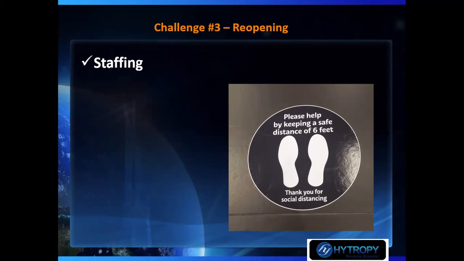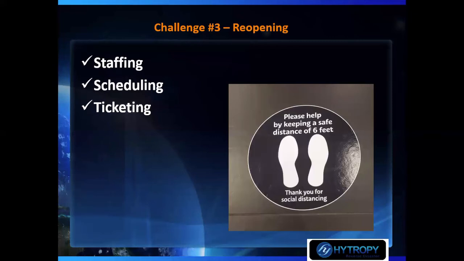So we don't know when we're going to reopen, or maybe you've reopened, or maybe you're in stages of thinking about reopening. Wherever you're at, I'm not making any generalizations at all. But I want to say that these are some of the things you need to be thinking about. Staffing, we've already talked about. Scheduling, we've mostly talked about. Here's the thing we need to start talking about: ticketing. A couple of things to be aware of in regards to ticketing.